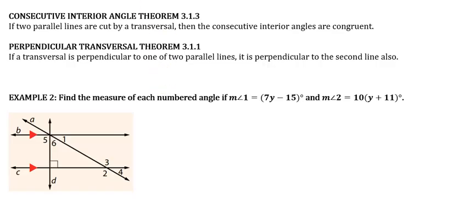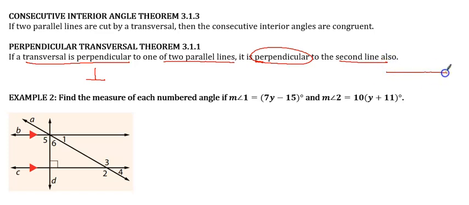Okay, next up is the perpendicular transversal theorem. In that one, if a transversal is perpendicular, remember the perpendicular symbol is this. So if a transversal is perpendicular to one of two parallel lines, it is perpendicular to the second line also.